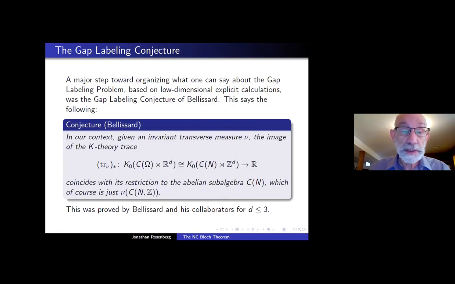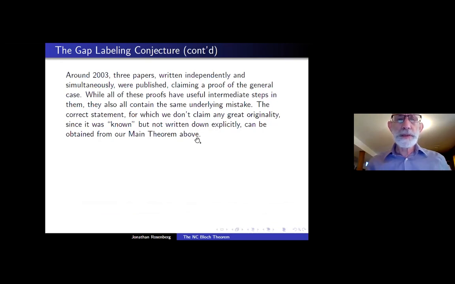Now, this was proved by Bellissard and his collaborators for up to dimension 3. That was back in, I guess, starting in the 1980s and going up to around the year 2000 or so. And then around 2003, there were 3 papers written independently and simultaneously that were published claiming a proof of the general case of the conjecture.